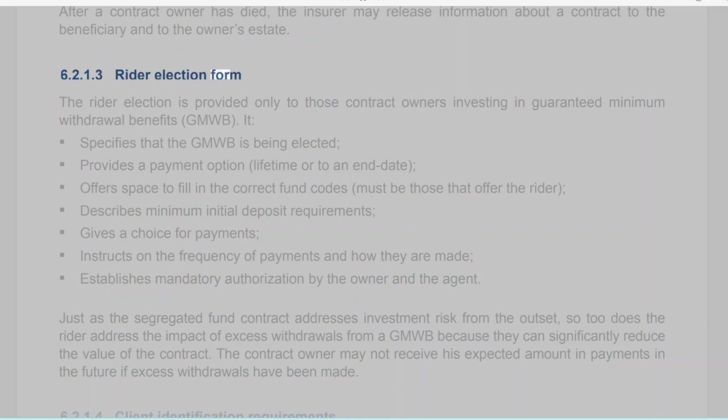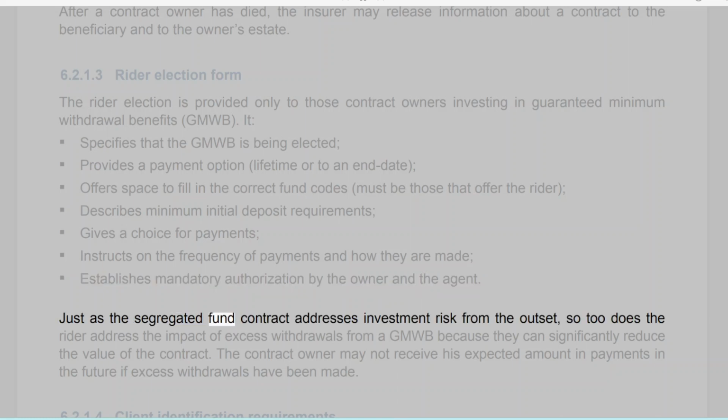6.2.1.3 Rider Election Form. The rider election is provided only to those contract owners investing in Guaranteed Minimum Withdrawal Benefits, GMWB. It specifies that the GMWB is being elected. It provides a payment option, lifetime or to an end date. It offers space to fill in the correct fund codes, which must be those that offer the rider. It describes minimum initial deposit requirements. It gives a choice for payments. It instructs on the frequency of payments and how they are made. It establishes mandatory authorization by the owner and the agent.